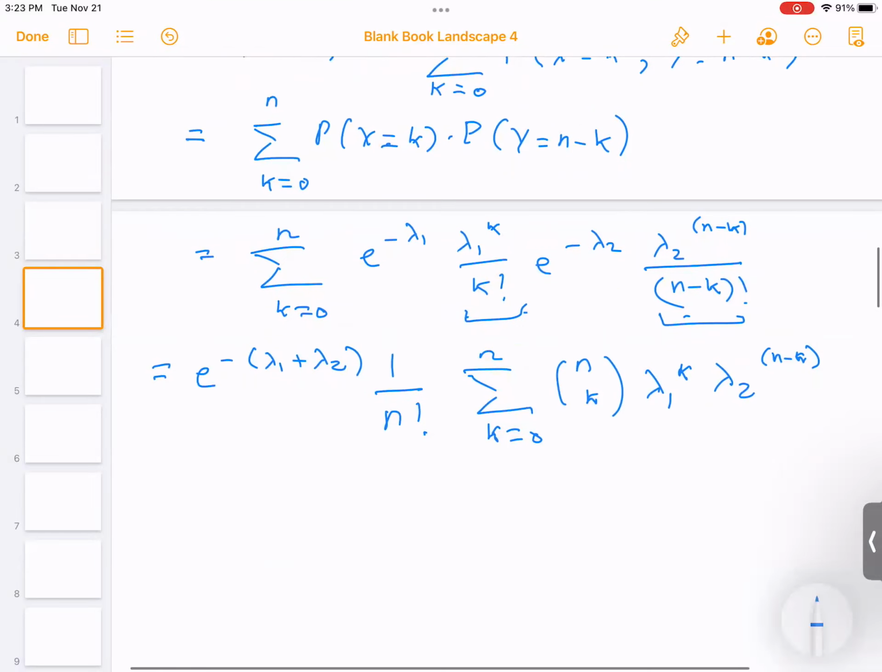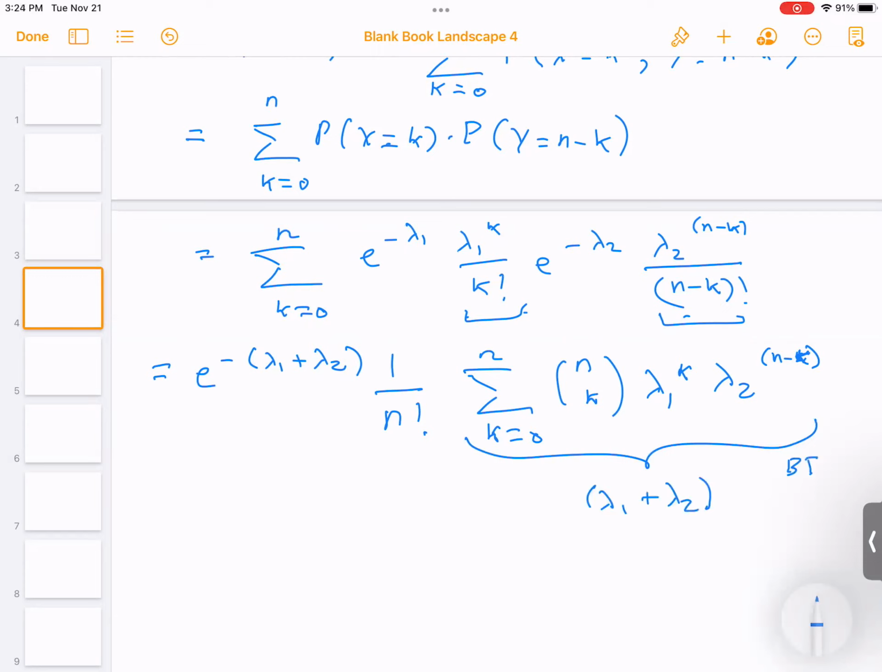And what is this? Remember? Back from the first class? Second class, maybe? Binomial theorem? This is just lambda 1 plus lambda 2 to the n. That's all it is, right? Binomial theorem, and you're done. That's your proof.